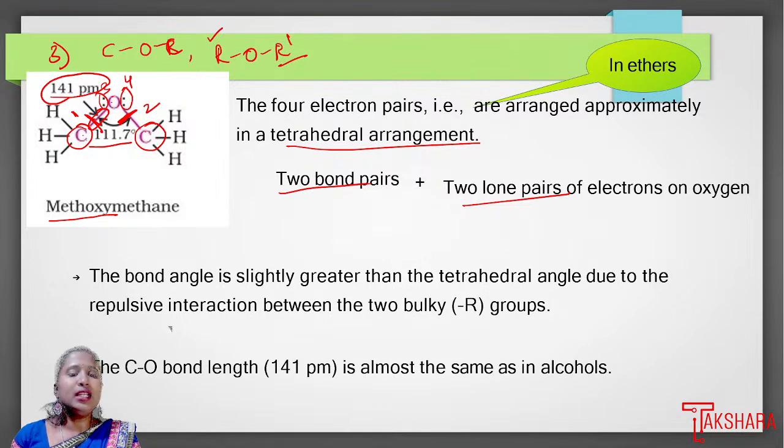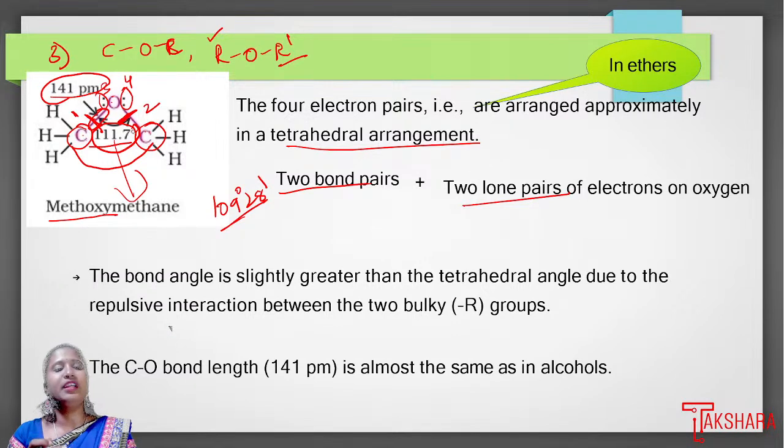In this, the bond angle is slightly greater than the tetrahedral angle due to the repulsive interaction between the 2 bulky groups. These 2 bulky CH3 groups exhibit repulsive interaction between them. The usual tetrahedral bond angle is 109 degrees 28 minutes. Comparing 111.7 degrees with 109 degrees 28 minutes, methoxy methane has a greater bond angle than the tetrahedral angle. Why does this variation occur? Just because of the repulsive interaction between the bulky groups, due to the minus R effect of the bulky groups.